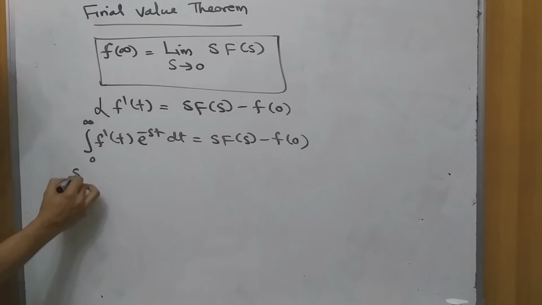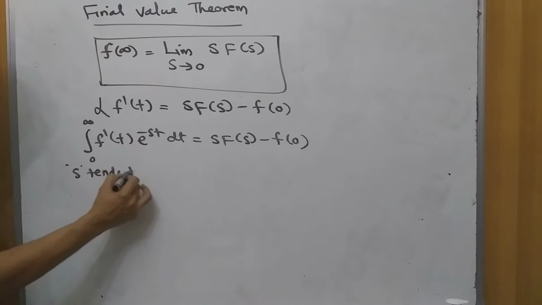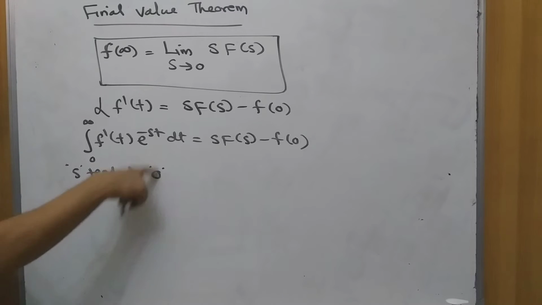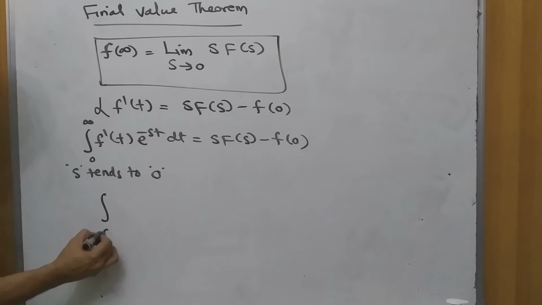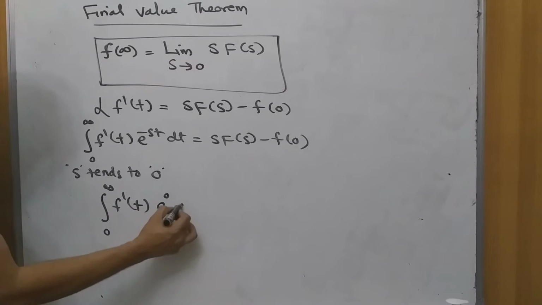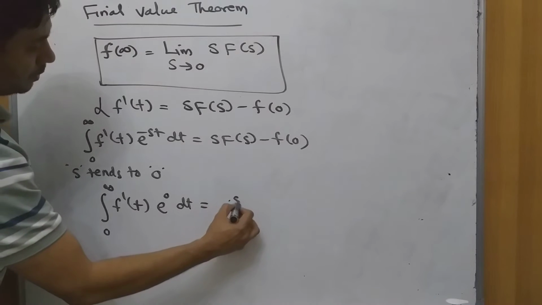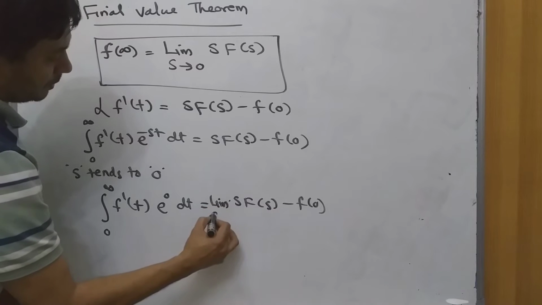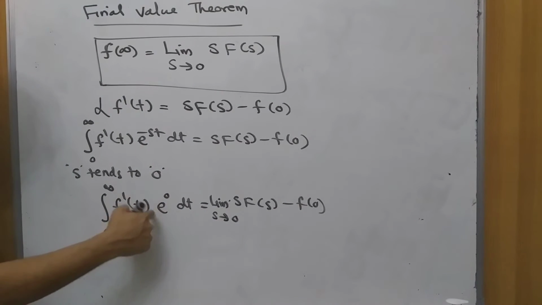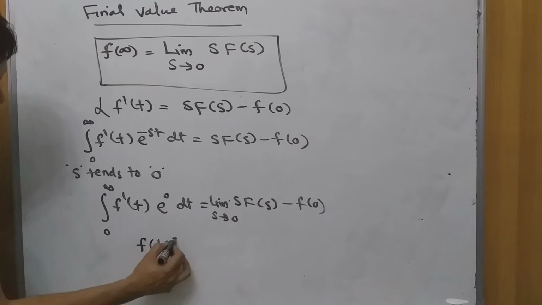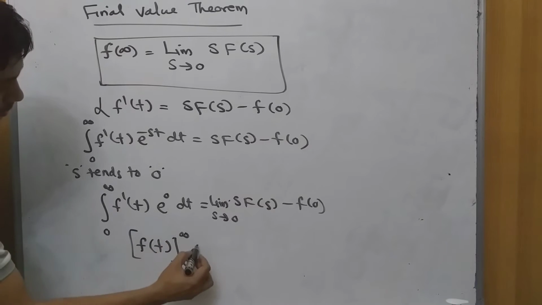Now in this case, we are assuming that s tends to 0. Earlier we considered s tends to infinity, but in this case we are considering s tends to 0. So this equation becomes the integral of f dash of t e raised to 0 dt is equal to s into F of s minus f of 0, here limit s tends to 0. So this part is 0. Then we have integration of f dash of t. If we integrate f dash of t, we will get f of t with the limit 0 to infinity.